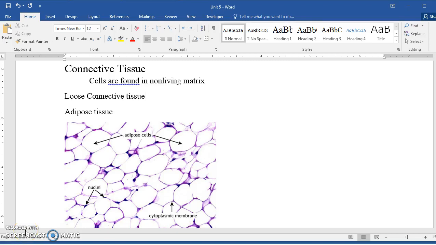This is a video for 5.2 over animal tissues, and we're continuing with connective tissue in this screen capture video.